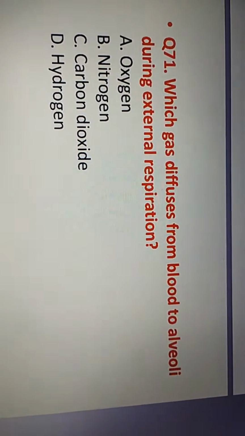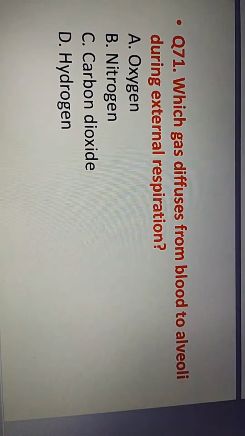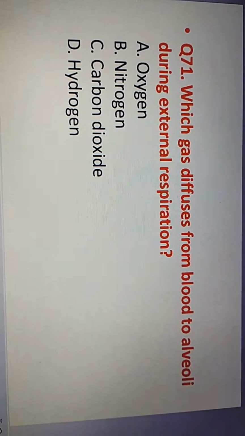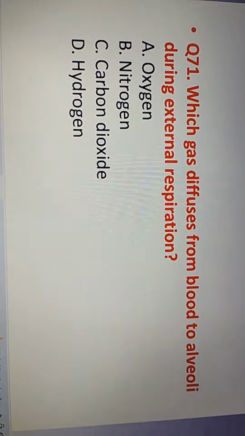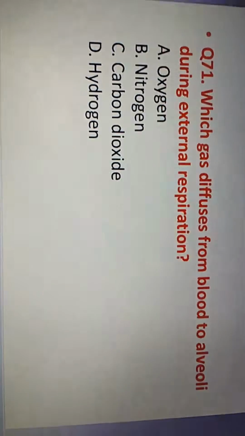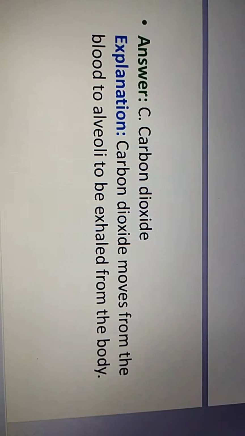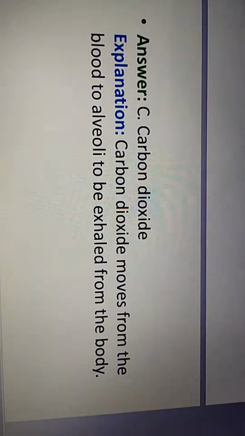Then, which gas diffuses from blood to alveoli during external respiration? Option A oxygen, option B nitrogen, option C carbon dioxide, option D hydrogen. The correct answer is option C carbon dioxide. Carbon dioxide moves from the blood to the alveoli to be exhaled from the body.